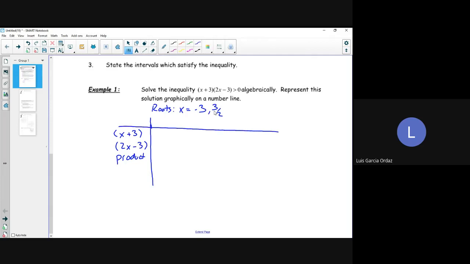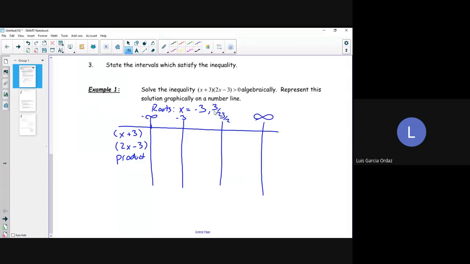So for the sign chart, we're going to label from least to greatest. We're going to start from negative infinity, which is the least number. Then we're going to go to negative 3, then 3 over 2, and then infinity.